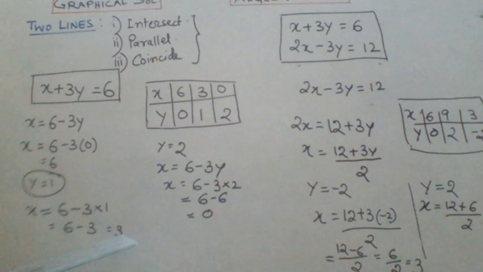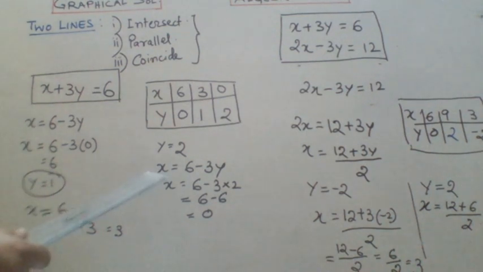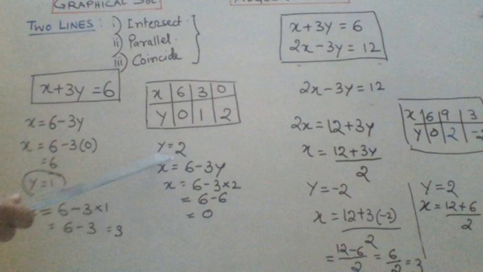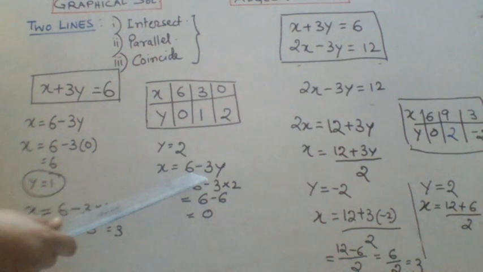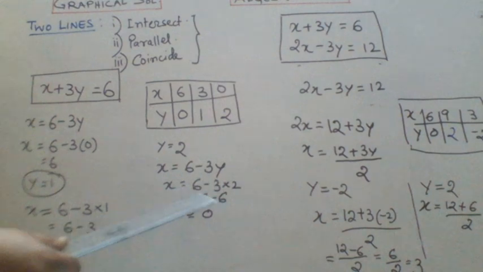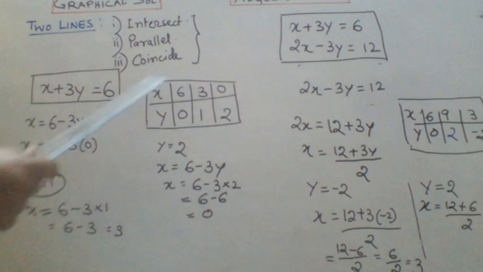You take this value and complete this table. Then the third value, take y equal to 2, x is equal to 6 minus 3y. This is what the equation says. So 6 minus 3 into 2 is 6, 6 minus 6, 0. So this is how you complete the table of the first equation, this one.